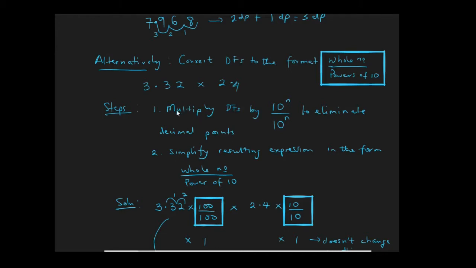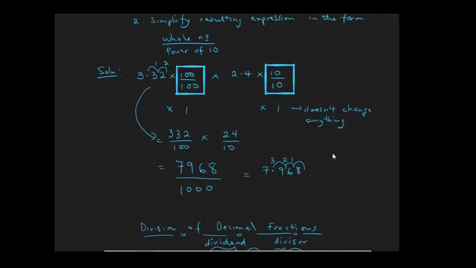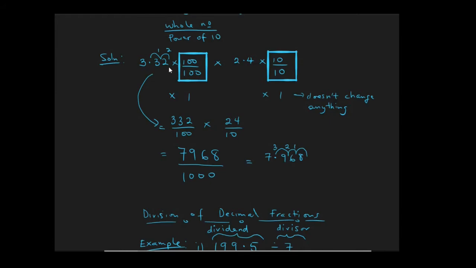So the goal in multiplying the decimal fraction by powers of 10 is to eliminate the decimal point or shift it to the right so that we obtain a whole number. Secondly, we will simplify the resulting expression into the form whole number over a power of 10. So let's see an example. In this question, we have 3.32 times 2.4.